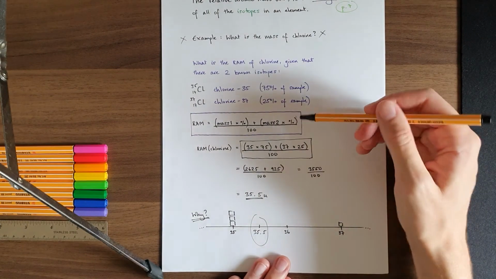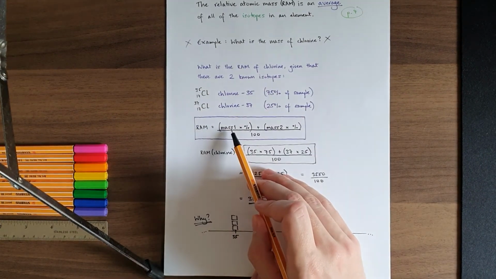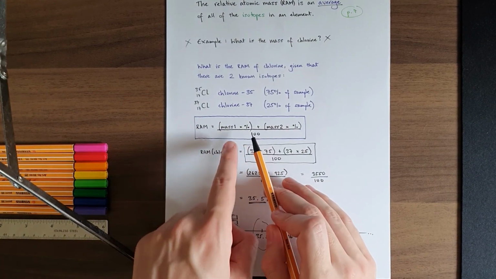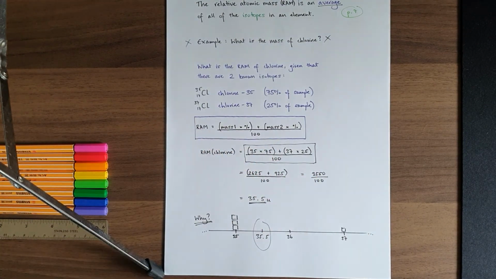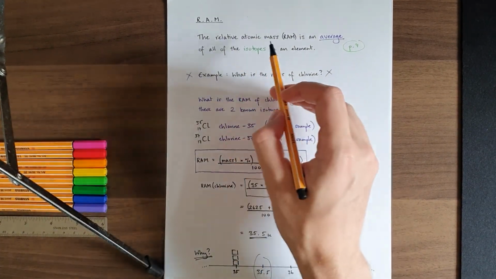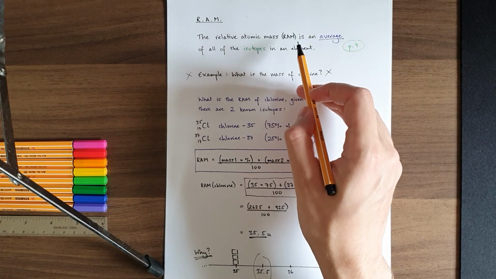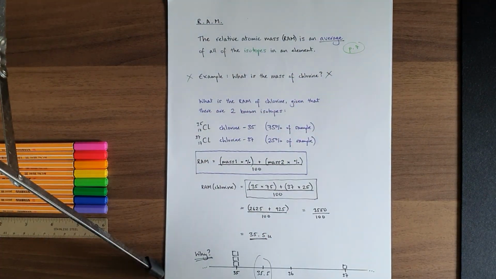But either way, always remember this handy formula here. So you take the mass of each isotope times by the percentage of how much that mass exists in the sample, add them all up, and divide by 100. And that will give you the relative atomic mass for a sample of an element, which is an average of all the isotopes in an element.